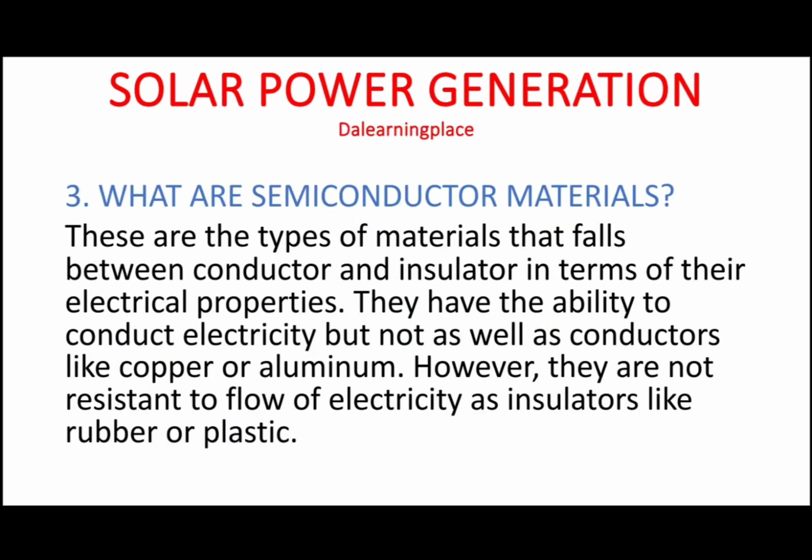What are semiconductor materials? These are the types of materials that fall between conductors and insulators in terms of electrical properties. They have the ability to conduct electricity, but not as well as conductors like copper or aluminum. However, they are not resistant to flow of electricity as insulators like rubber or plastic.